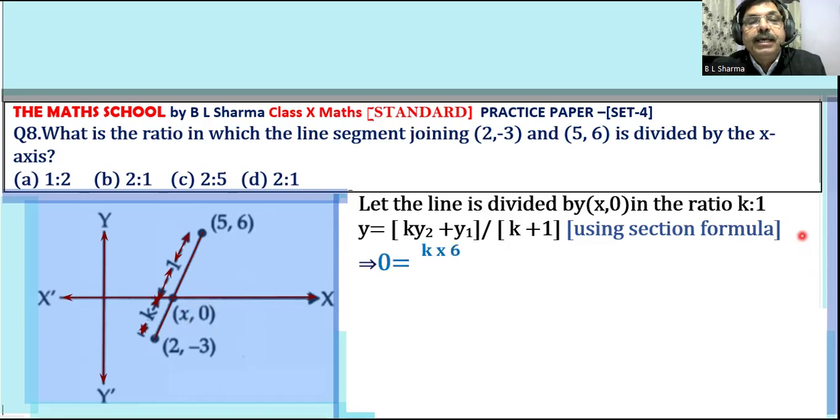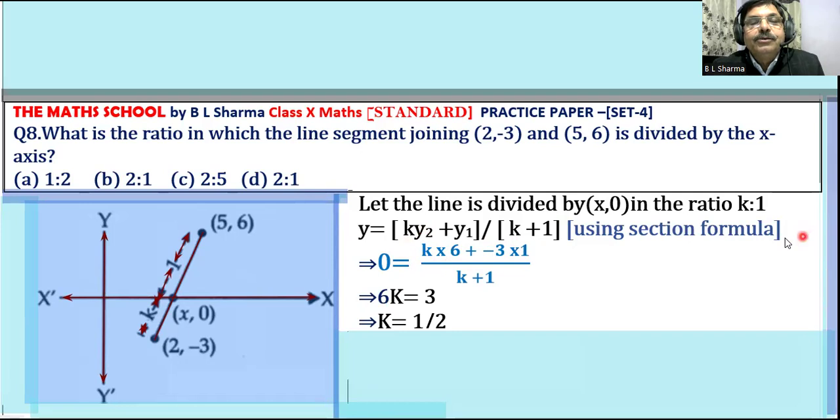Y put 0, k as it is, y2 is 6, and y1 is -3, divided by k plus 1. Now see to it that when k plus 1 on cross multiplication is multiplied by 0 it becomes 0. That is why we can write 6k. See here, 6k minus 3. When this -3 is transposed to the other side, it becomes plus. So what is the value of k? So k is equal to 1/2.